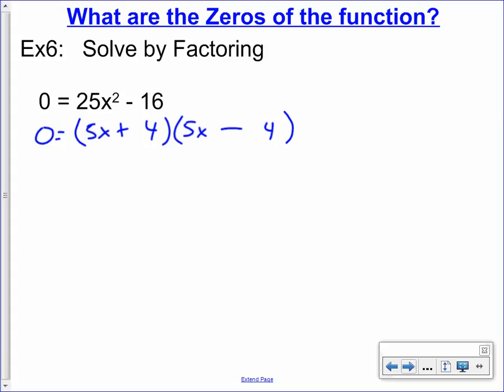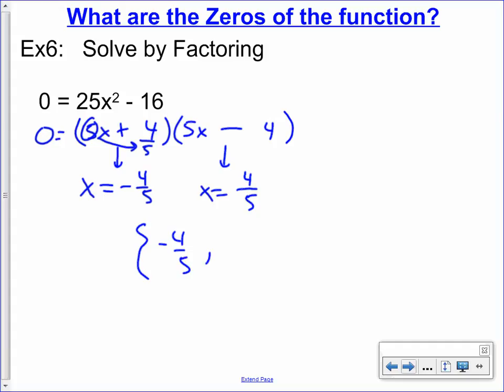So again, just pull out the opposite. If there's a number in the front like that 5, it just goes underneath that 4. So x is equal to -4/5 for the first one, and x is equal to +4/5 for the next one. So -4/5 and +4/5 is your solution.